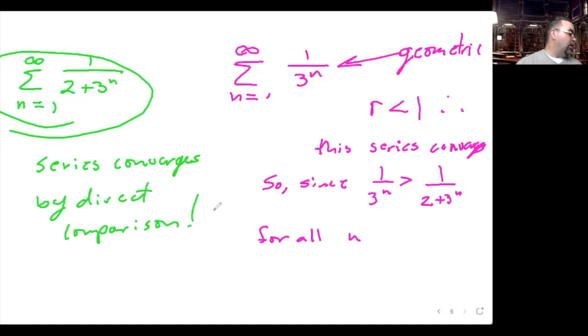Yeah, that's exactly how direct comparison works. And so as we start to look at different series, we start to get an idea of, okay, maybe we want to compare to a particular other series. How we come up with that other series, there's a little bit of an art form to that sometimes. Like in this case, we compared to a geometric. Well, the geometric was sort of obvious when you look at 1 over 2 plus 3 to the n. The adding of 2 in the denominator eventually becomes pretty irrelevant as n gets really, really large. So we don't really have to worry about it.